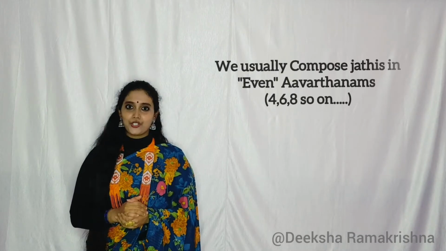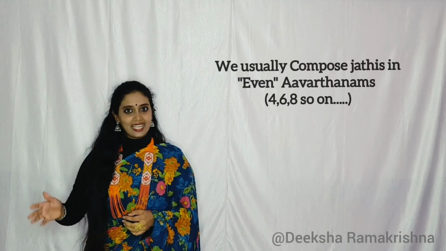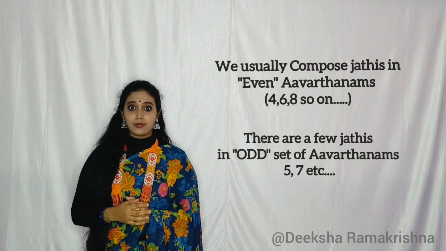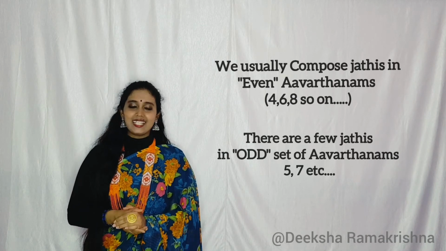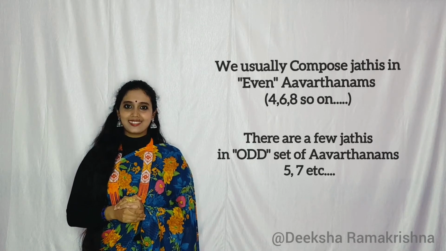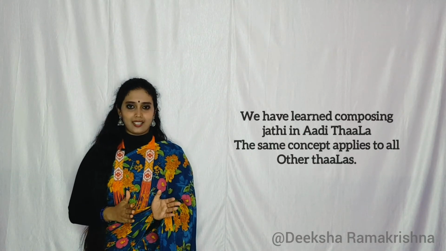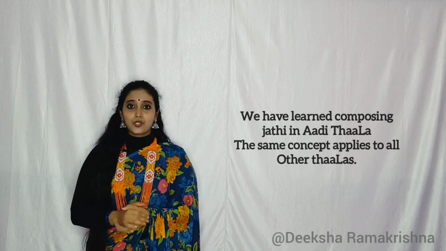We usually compose jatis in even number of avartanams, that is 4, 6, 8 and so on. But there are few jatis which are composed in odd number of avartanams as well, like 5 and 7. But it is recommended that you compose jatis in even number of avartanams. We have seen how to compose a jati in Adi ThaaLa, right? The same concept can be applied to all other ThaaLas as well. So please experiment with all other ThaaLas to get a better hold on Jathi composition.